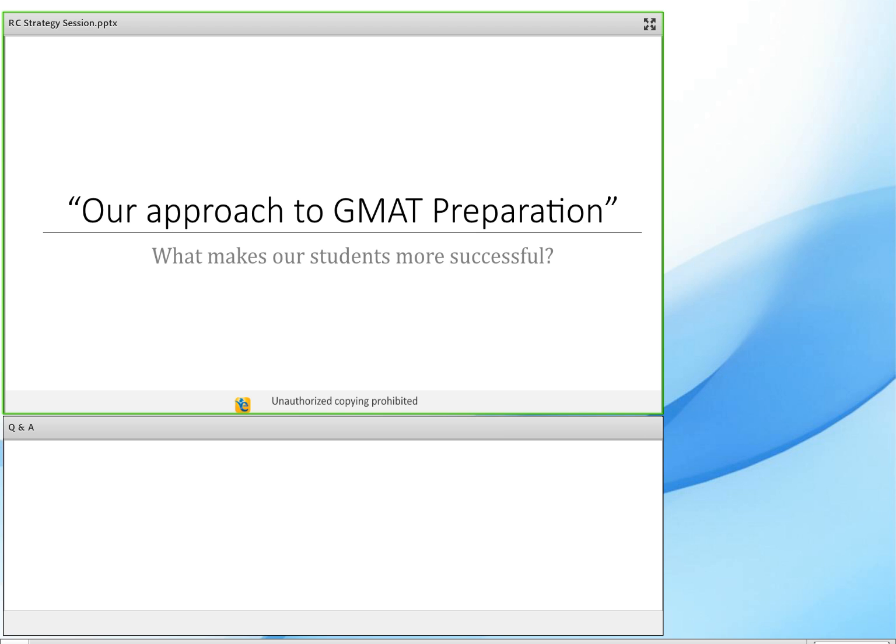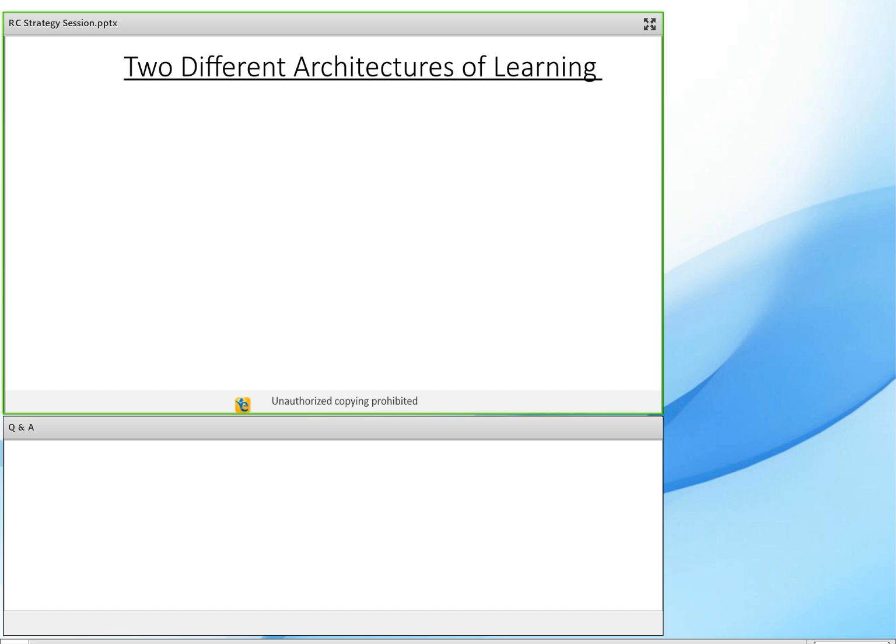What makes our students more successful, or what makes our courses more effective? If there's one thing that separates us from everyone else, it is our approach to GMAT preparation. And just to understand how our approach is different, let's understand the learning architectures that exist today, because fundamentally the approach is based on a learning architecture.